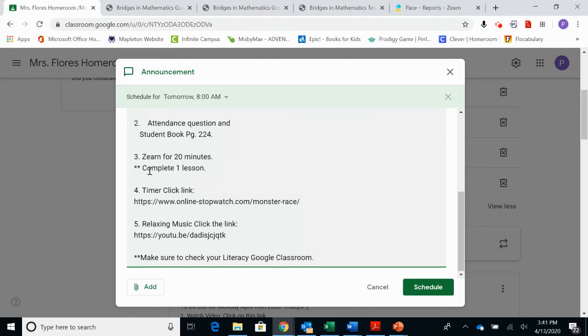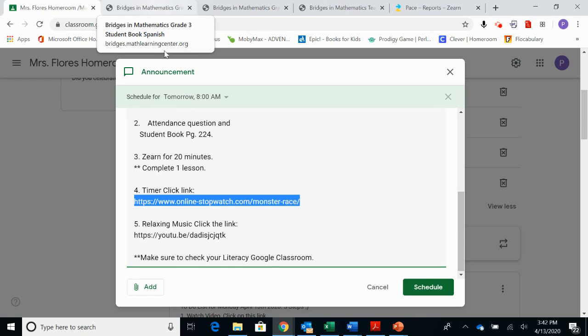You also have to complete a lesson on CERN. Remember that if you don't get one lesson completed a day, the next time you log in, it's going to restart you. So make sure you at least get one lesson a day done, which should take you about 20 minutes, okay? I also put the link here for our timer, so in case you want to use that timer, you can click on the timer and it will show on another tab on your screen.